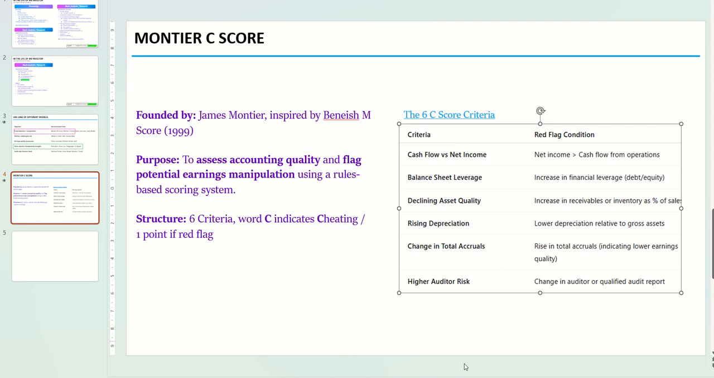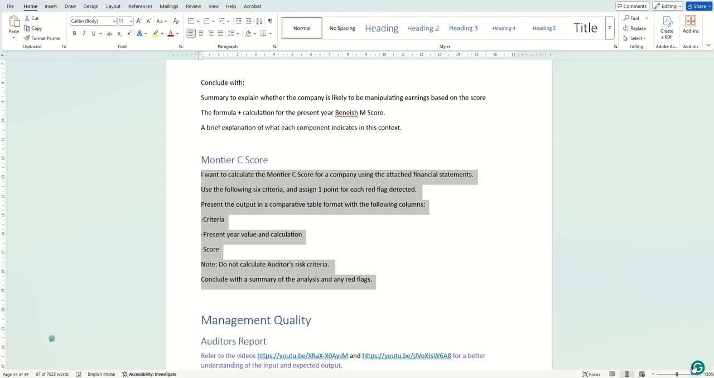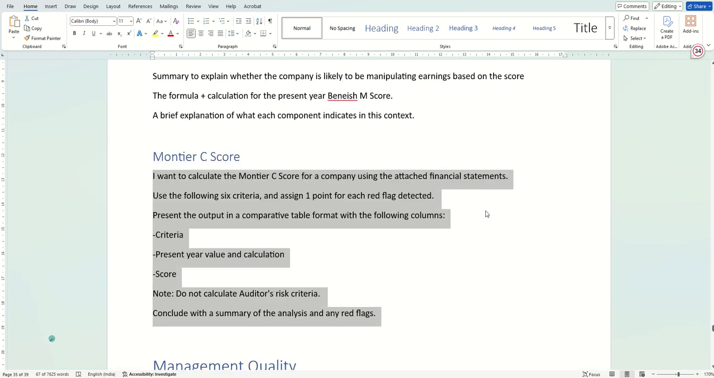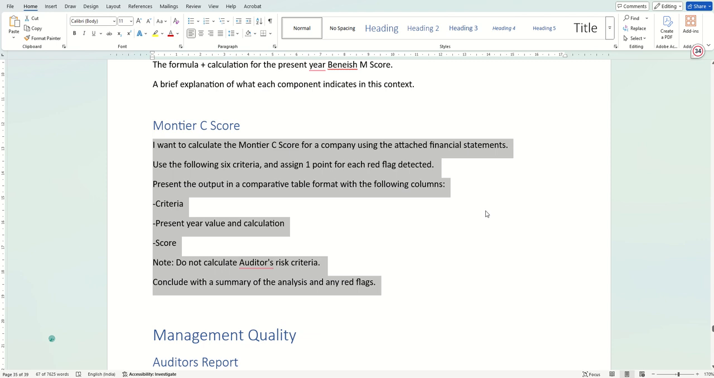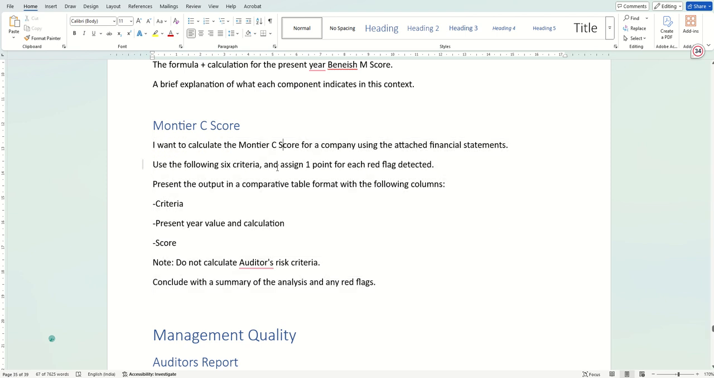So now we go to the prompting. This is the prompt which we'll be using. On the screen you can see Montier C-Score. I want to calculate the score for the attached financial statements. Use the six criteria and give 1 point each. Present as a table with the criteria, present value and calculation. I always insist on calculation so that I can see whether the model has picked up the right numbers from the financial statements. And lastly, the score, either 0 or 1. And I have told it to assign 1 point for each red flag detected.